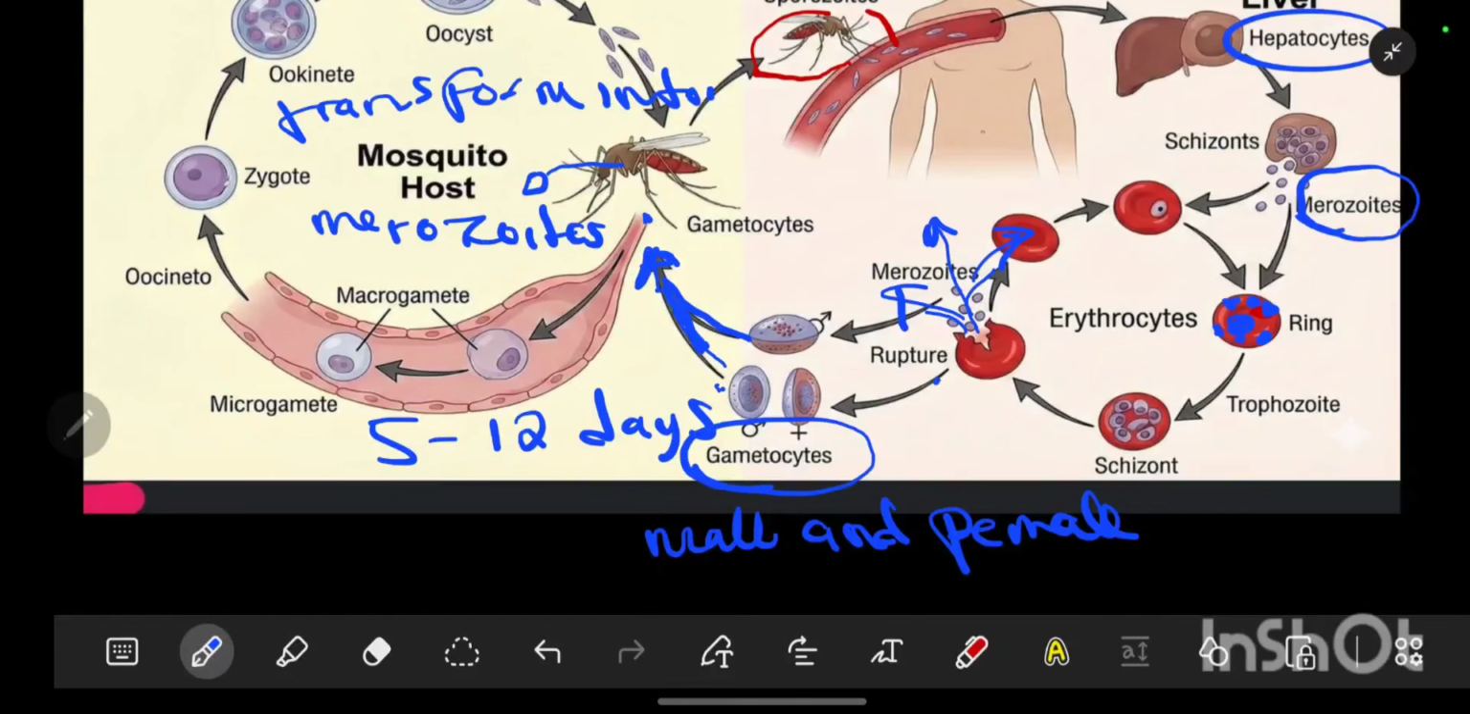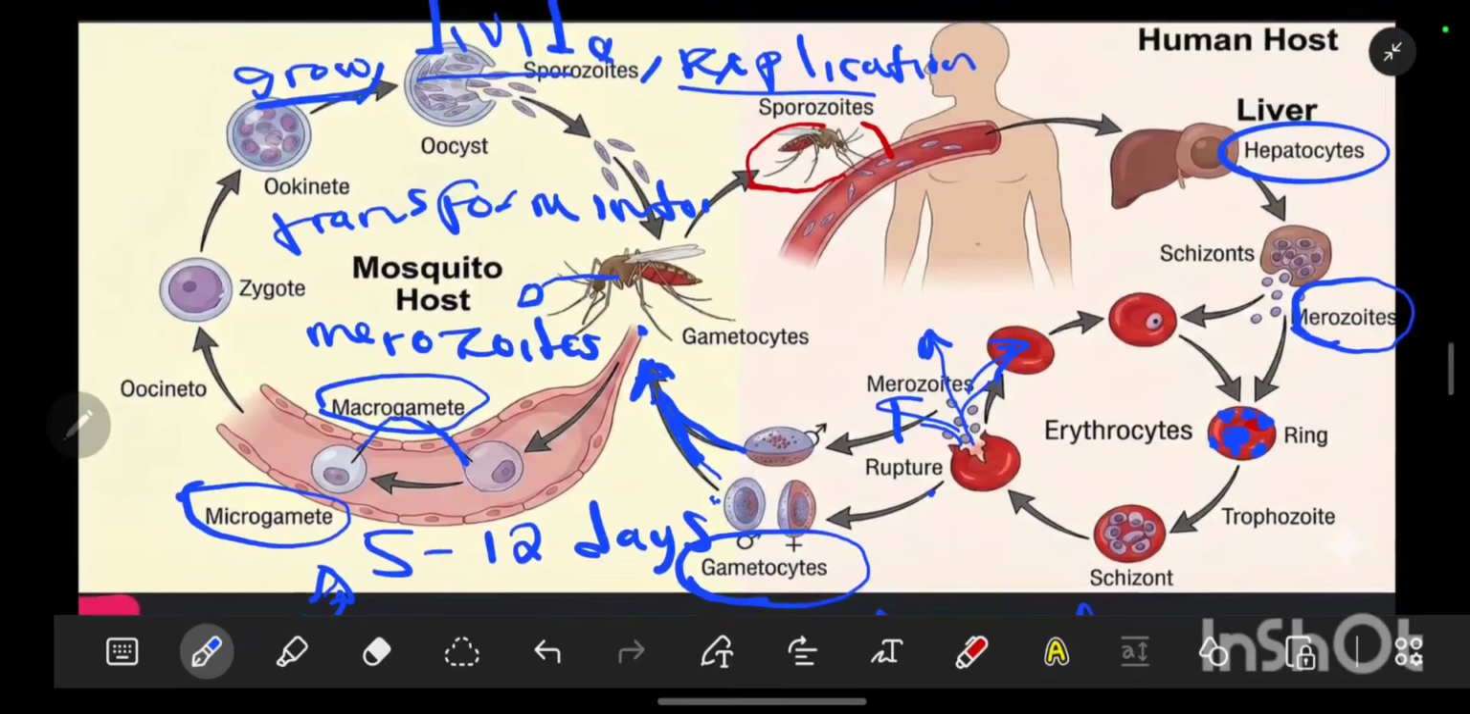Now when the mosquito ingests them, the red blood cell will be able to burst. It will be able to break. Then the male and the female gametes are released, where we have the macrogamete, that is the female, and the microgamete, which is the male.